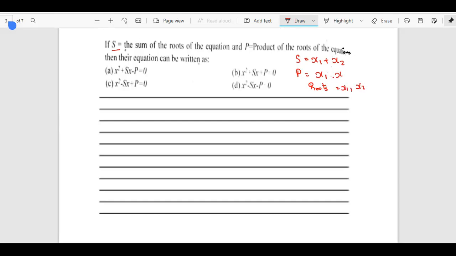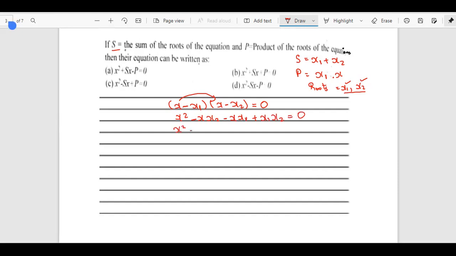Now let's just solve this question. If my roots are x1 and x2, so obviously I am going to get x minus x1 and x minus x2 equals 0, right? Only if this is equal to 0, I'm going to get x equals x1 and x equals x2. But here I'm not going to find that. I have to multiply it. I'll multiply x with x. I would get x squared minus x x2 minus x x1 plus x1 x2 equals 0.